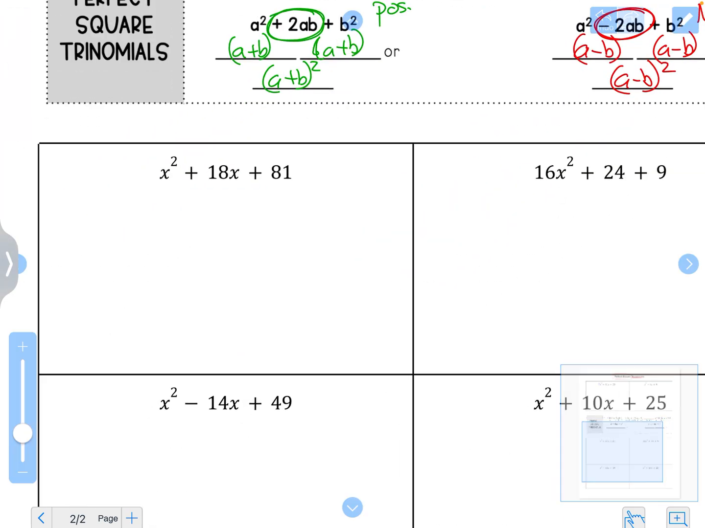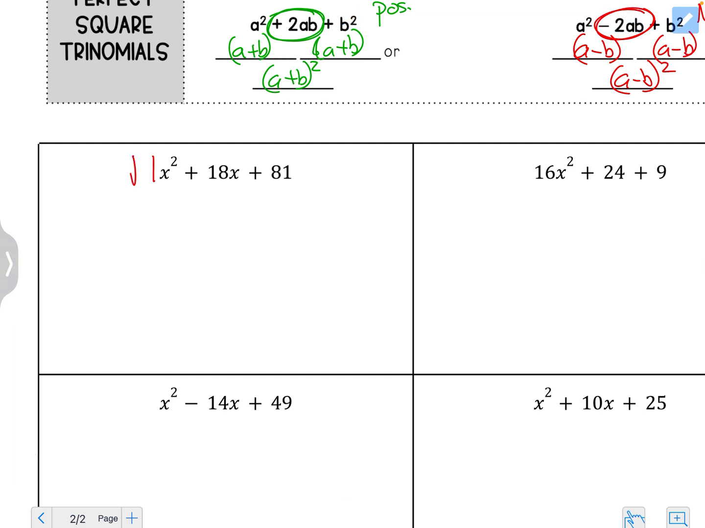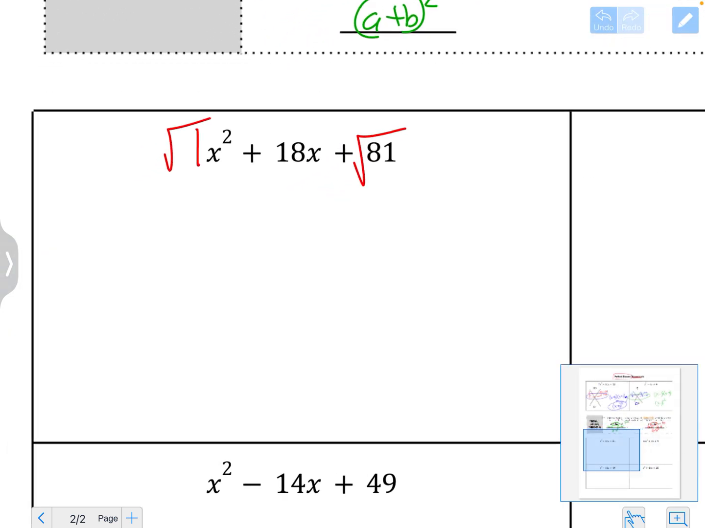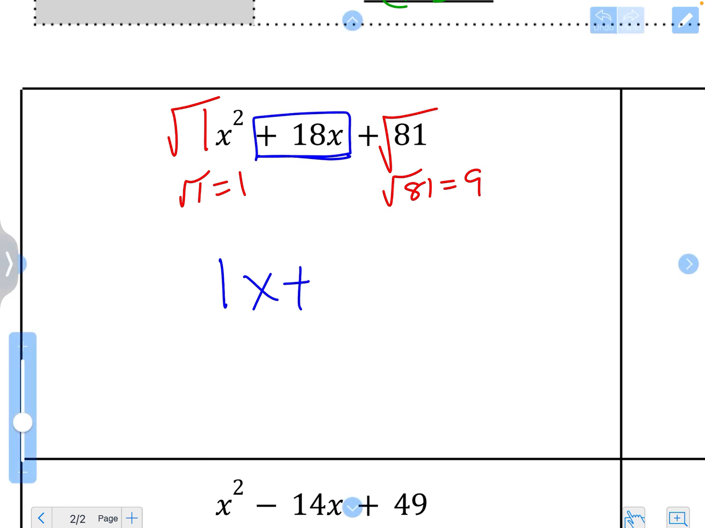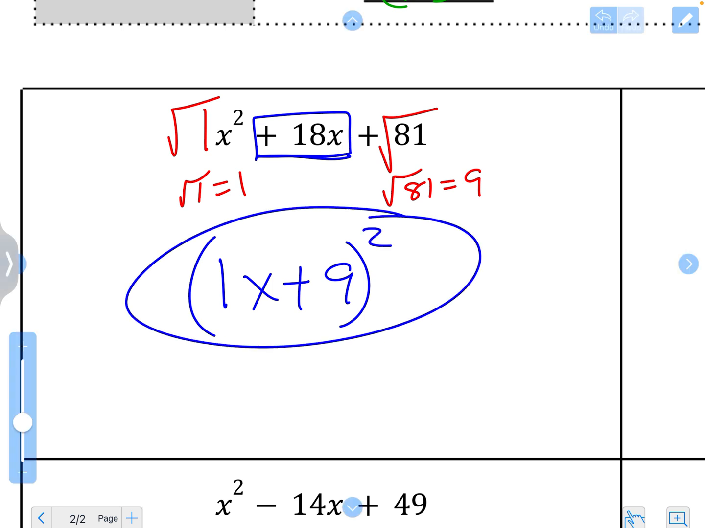All right, so now let's look at these guys right here. So I'm going to test this the same way I tested the other ones. I'm going to take the square root of the first number, and I'm going to take the square root of the last number. So the square root of 1 is 1. The square root of 81 is 9. And so I'm going to write down the first number in front of my x. I'm going to check my second term. If my second term is positive, I'm going to put a positive, and then I'm going to put the second number, and then we square it.